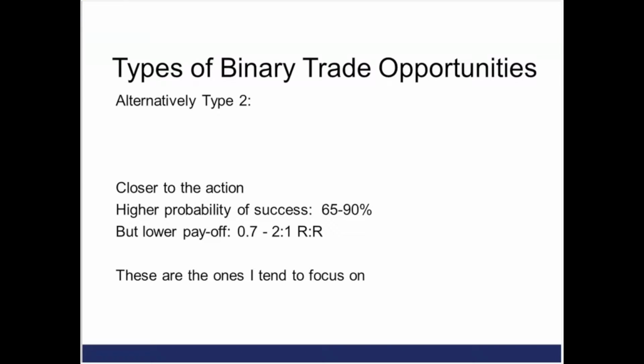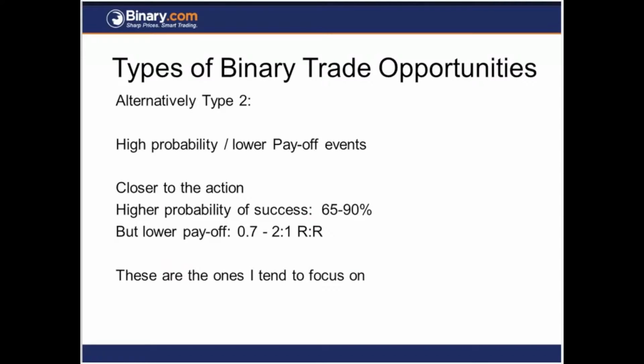Alternatively, you have type 2, which is high probability but lower payoff events. A lot of that is because you're a little bit closer to the action, where you're putting your options positions. So you have a higher probability of success, and your hit rate can nudge towards 65 to 90%, but your payoff is much lower, and it might be 0.7 to 1.5, 2-to-1 reward to risk. These are the ones I tend to focus on. That doesn't necessarily mean type 2 is better than type 1. It's just different ways of viewing the market and different types of binary trading styles. Once again, it's about knowing your own risk profile and what type of trader you are.